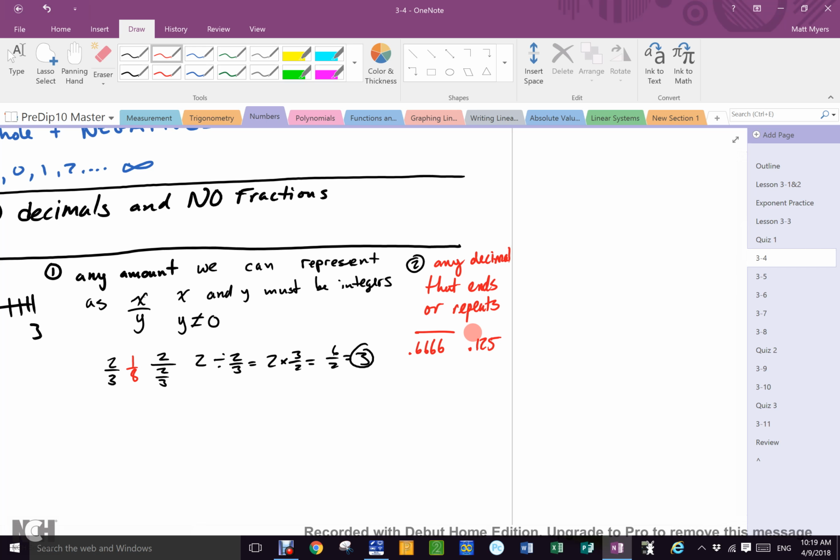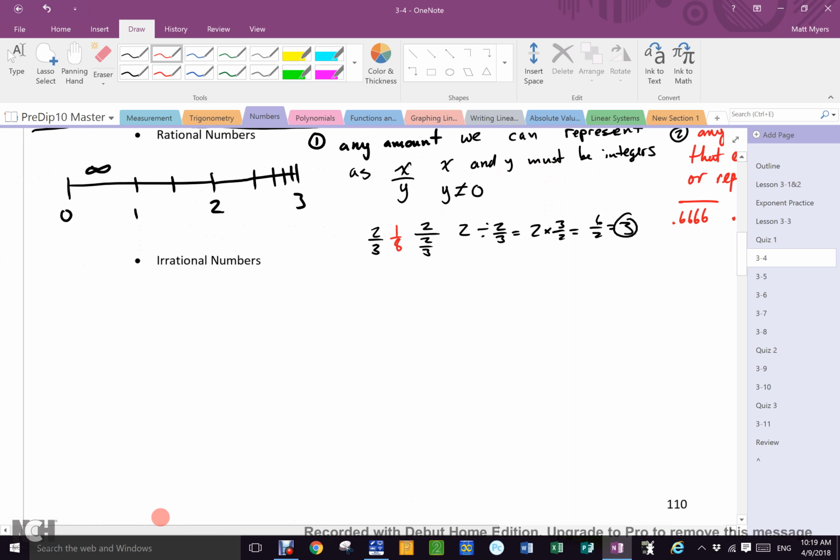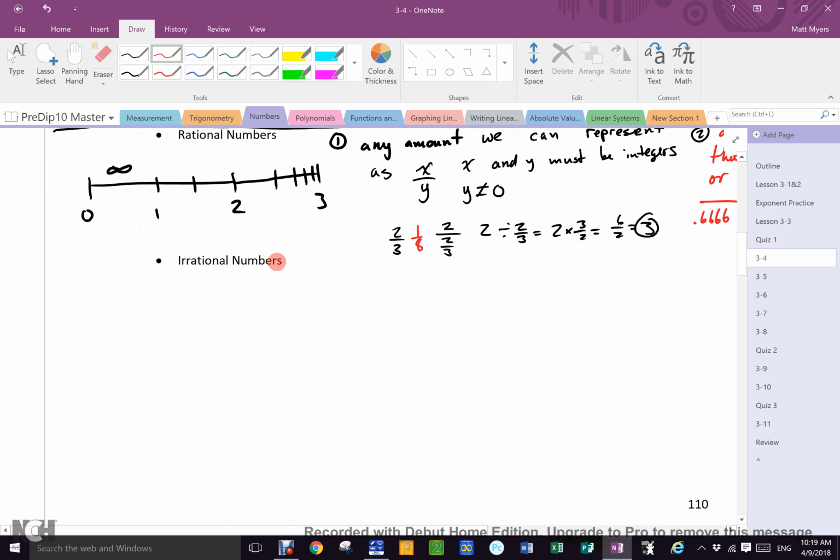So now we've covered all the numbers we could possibly cover except irrational numbers. What must an irrational number be? It's anything that doesn't fit into the others. Everybody with me?